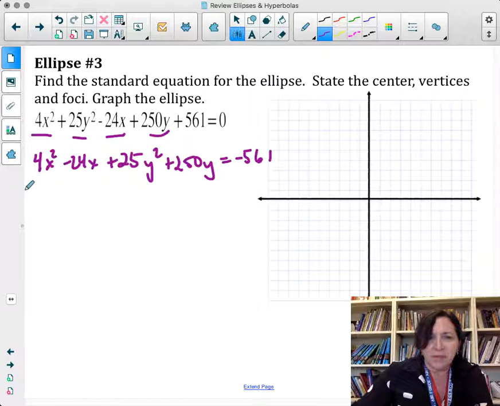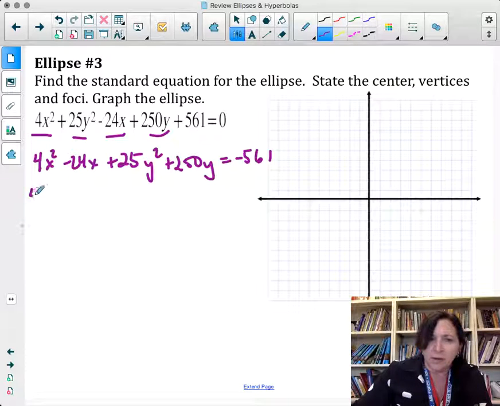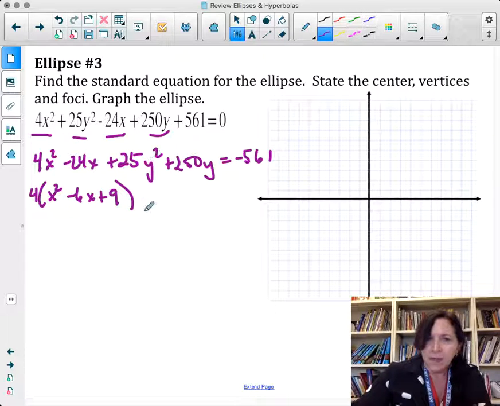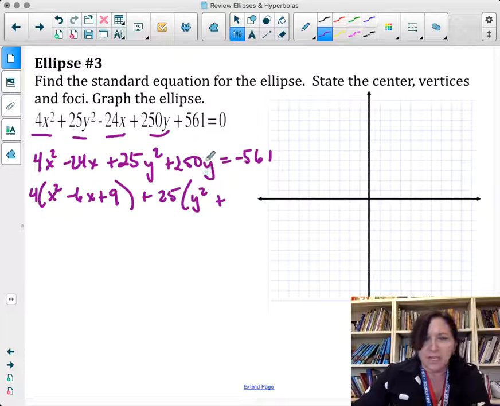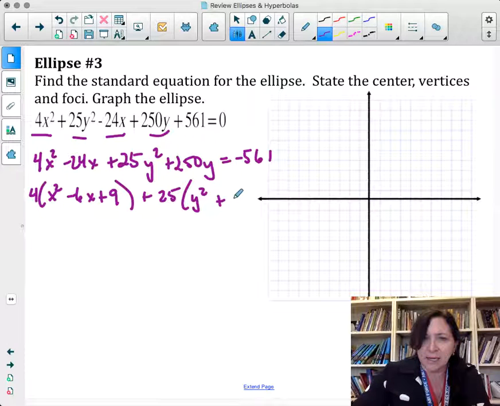I need to complete the square. In completing the square, I do need to factor out anything that's in front of my squared terms. So we're going to factor out a 4. So I get x squared minus 6x. Now half of 6 is 3. 3 squared is 9. I'm adding 9 to the left. I'm going to factor out a 25 at the same time. I get y squared plus 250. Take out 25, so that's 4 per 100. So that's 4, 8, 9, 10. So we have 10y.